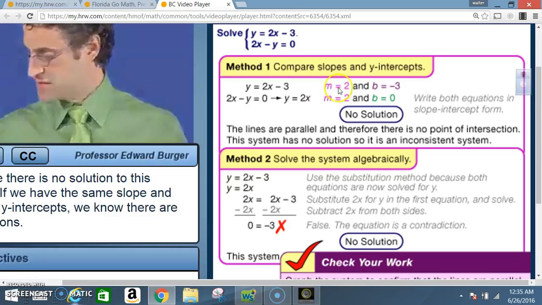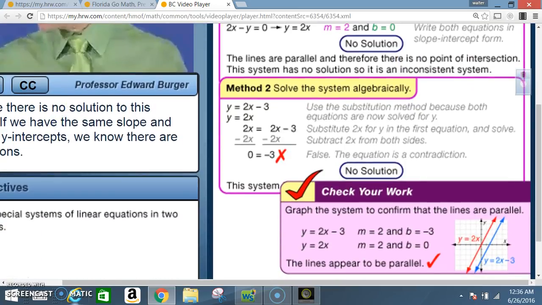There's nothing there. Notice that your slopes are the same. When your slopes are the same, the lines are parallel. When the slopes are the same and the y-intercepts are different, the lines will be parallel. That means that the lines will never ever meet, so therefore no solution. And once again, the lines are parallel, and therefore there is no point of intersection. This system has no solutions, so it is an inconsistent system.